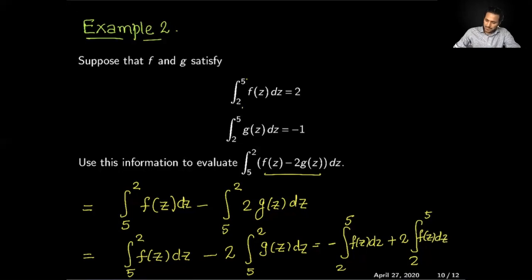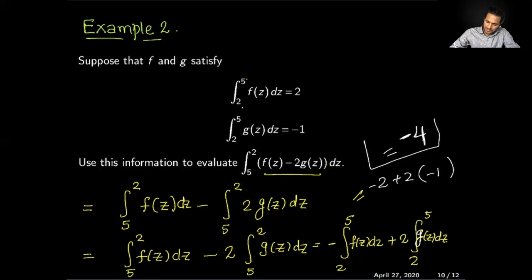Now these values are given. The first value, from 2 to 5 of f, is 2 units. So it's minus 2 plus 2 times the g function. The g function is negative 1, so it's a negative 1. So the total net change is negative 4. So that is my answer for the problem.